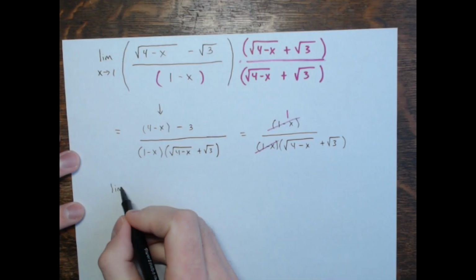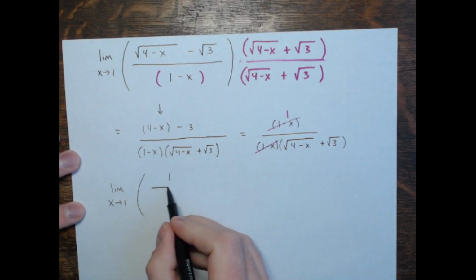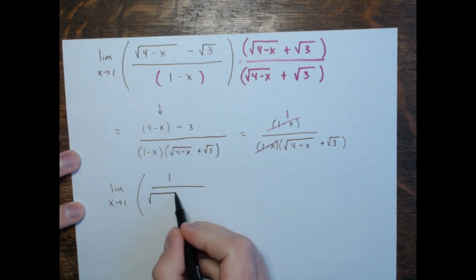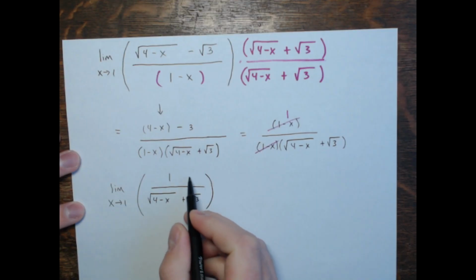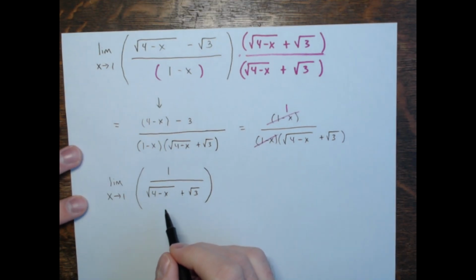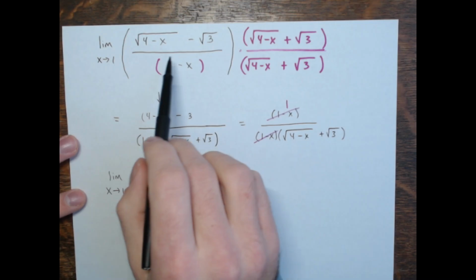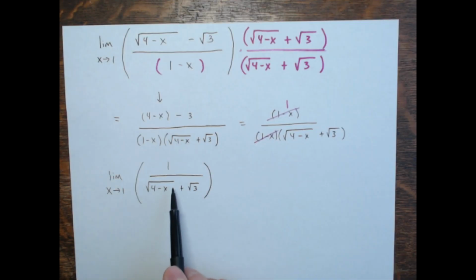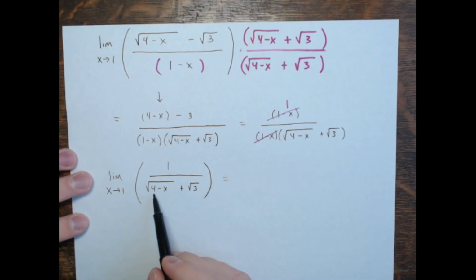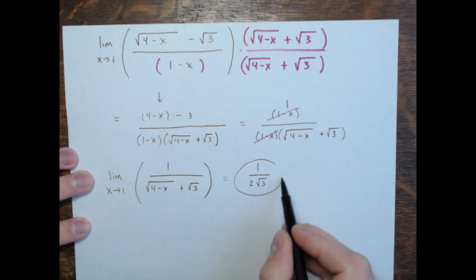So now we have the limit as x approaches 1 of 1 in the numerator divided by this conjugate thing, the square root of 4 minus x plus the square root of 3. And this expression, you can check with Desmos or whatever, has the same value as the original everywhere except at 1. This one you couldn't plug 1 into, however, this one you can plug into. Now this would be 1 over 2 root 3, right? Because you have the square root of 3 plus the square root of 3, so it's 2 square roots of 3.